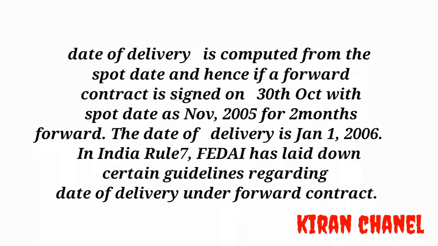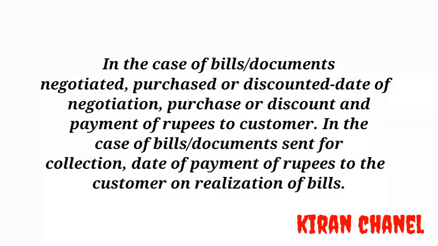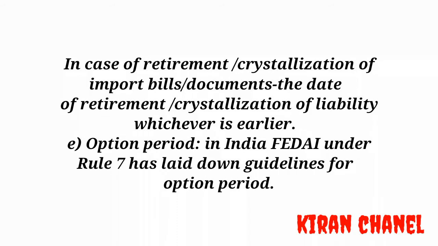The date of delivery is January 1, 2006. In India, Rule 7, FEDAI has laid down certain guidelines regarding date of delivery under a forward contract. In the case of bills or documents negotiated, forwarded or discounted, the date of delivery is the date of negotiation, forwarding or discount and payment of rupees to the customer. In the case of bills or documents sent for collection, the date of delivery is the date of payment of rupees to the customer and the realization of bills. In case of retirement or crystallization of import bills, it is the document date or retirement date or crystallization of liability, whichever is earlier.